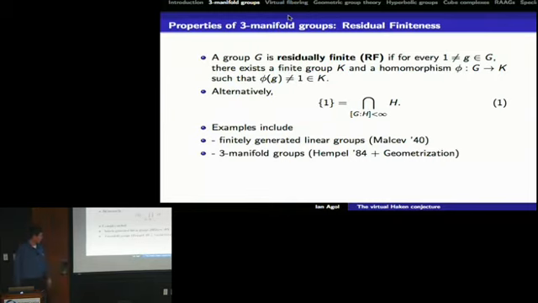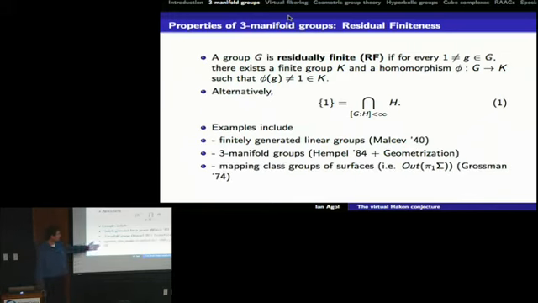Basically, the geometrization theorem says that any three-manifold has a decomposition into pieces that have linear fundamental group. And you can piece together the finite representations on those pieces across the tori to get the finite quotients of the entire three-manifold group. That's roughly the idea. And then mapping class groups of surfaces. If you're familiar with that, then that's an example. These are outer automorphism groups of the fundamental group of a surface. That was proved by Grossman.